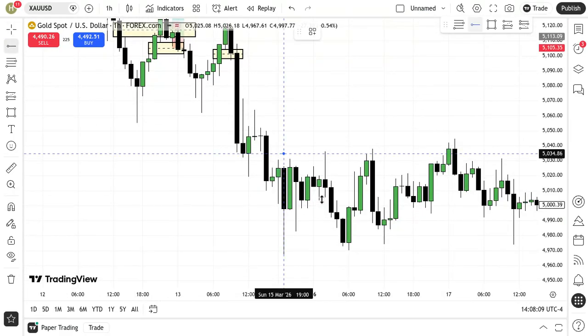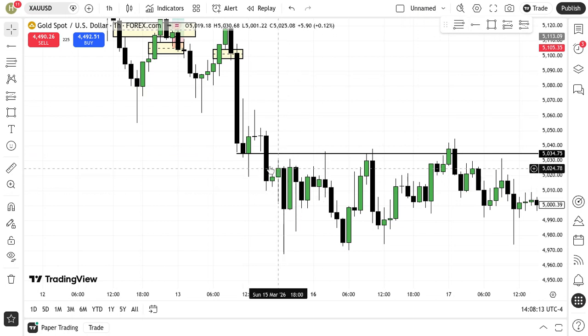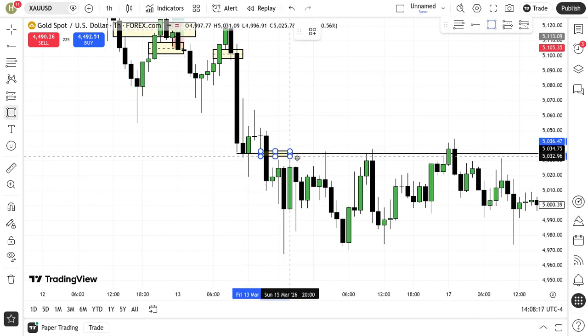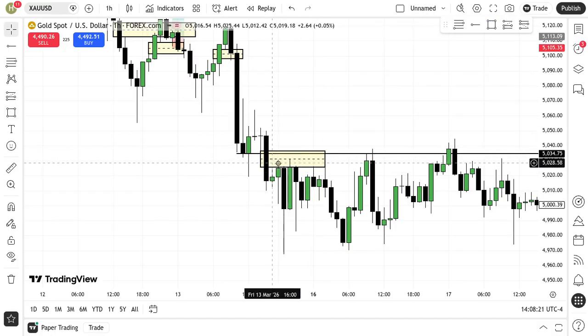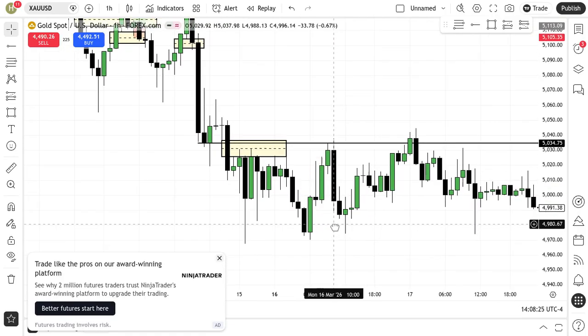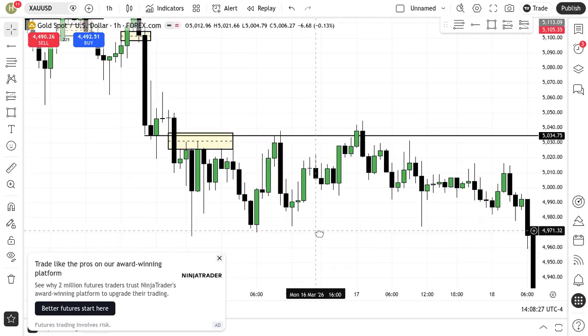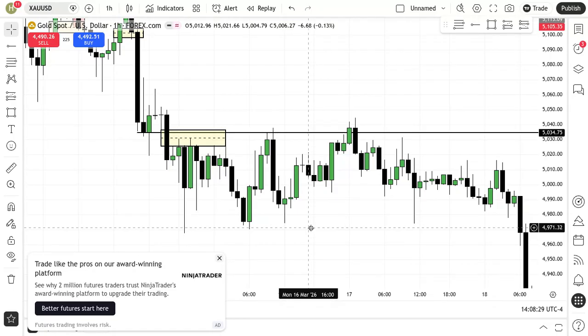So what do we see? We see price breaks below this low right here. And what do we see? What would we sell off of? We want to buy, right? Because we're bearish. We'd sell off of bearish fair value gaps. So what happens? We sell off this bearish fair value gap. And that's literally how, as simple as it is.